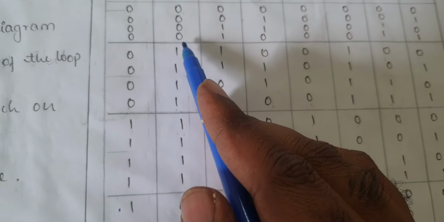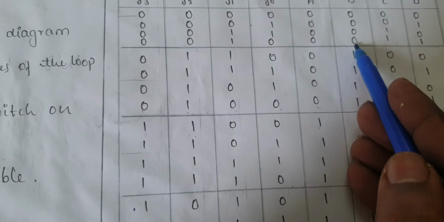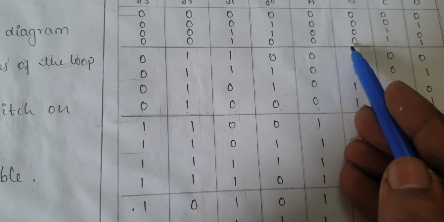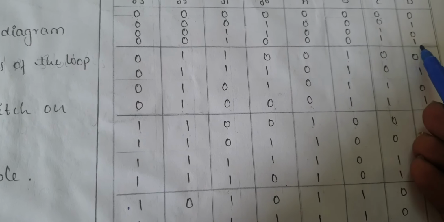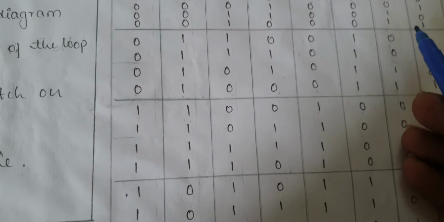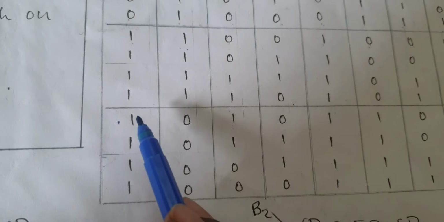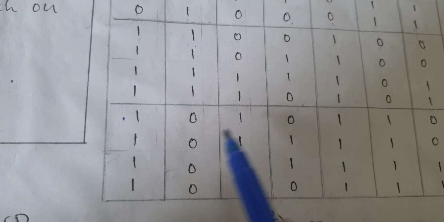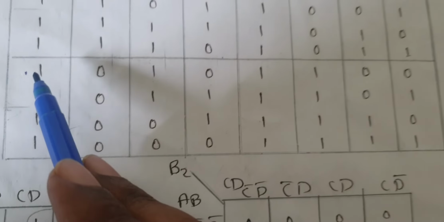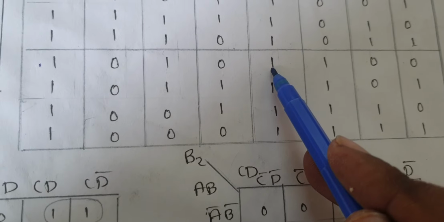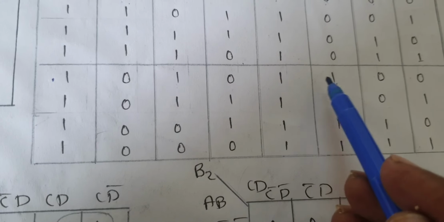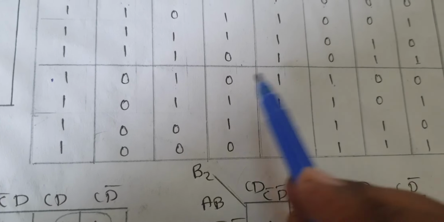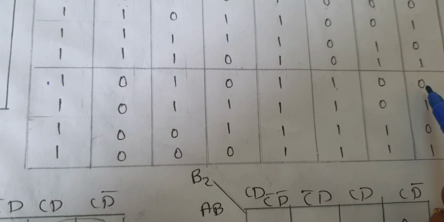Next, 0 plus 0 is 0. 1 plus 0 is 1. Next, 0 plus 1 is 1. Okay, let's take another example: 1 0 1 0. Your MSB remains the same, so 1 remains the same. Your second bit will be added with the result of the first. 0 plus 1 is 1. 1 plus 1 is 0. 0 plus 0 is 0.